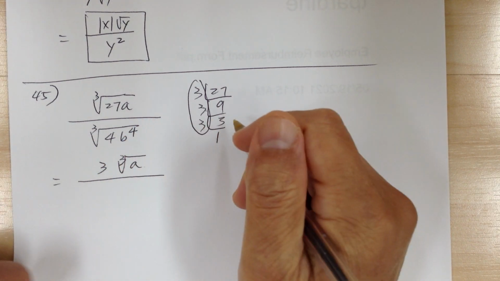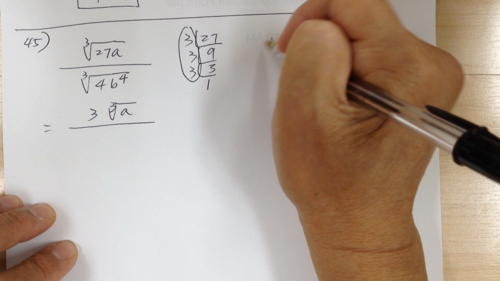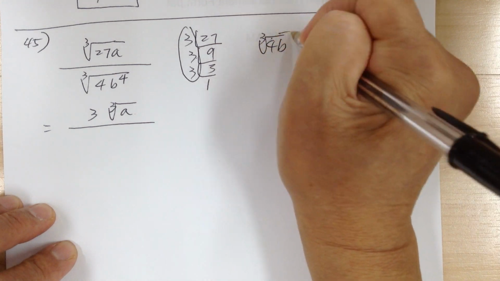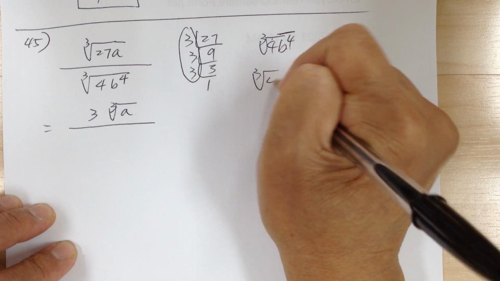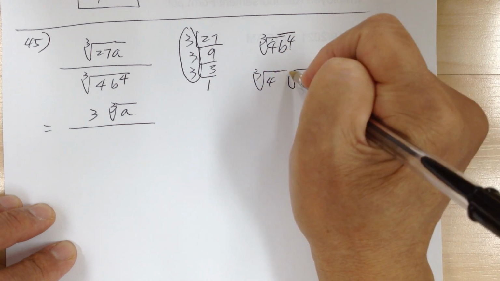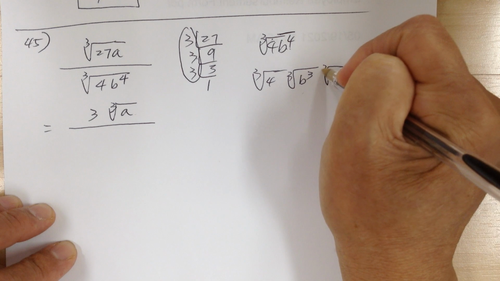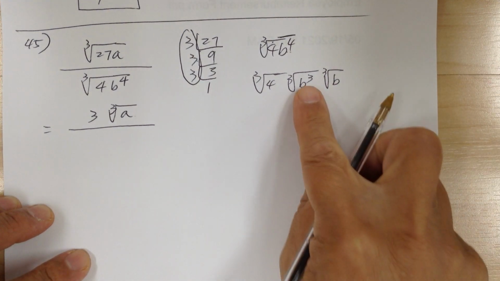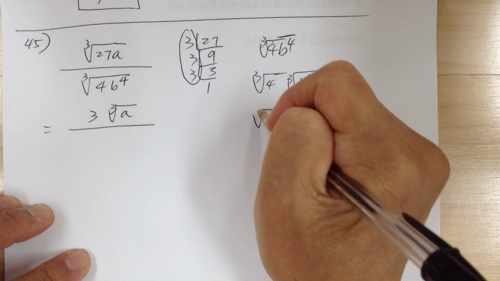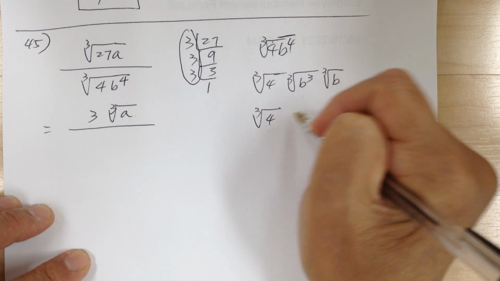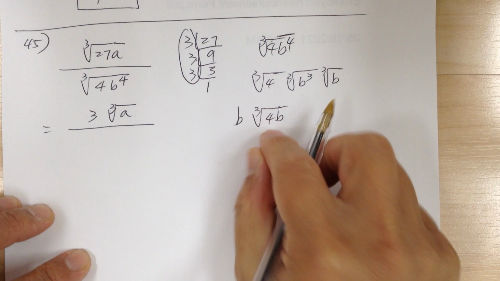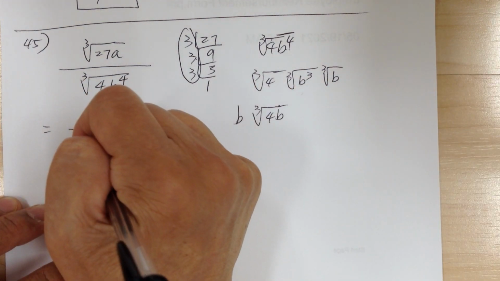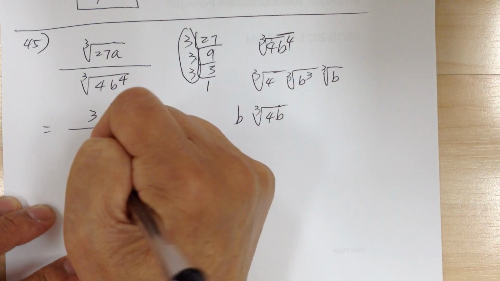Now on the bottom, you got cube root of 4b to the 4. So this one you can break down. You can have cube root of 4, and then you have cube root of b to the 3, cube root of b. Right? So this can come out. So it becomes cube root of 4, b comes out to the front, and this stays inside. So go up to the side, simplify as much as you can.